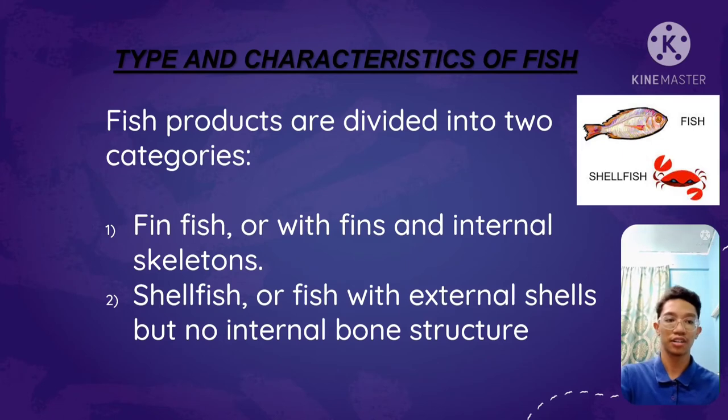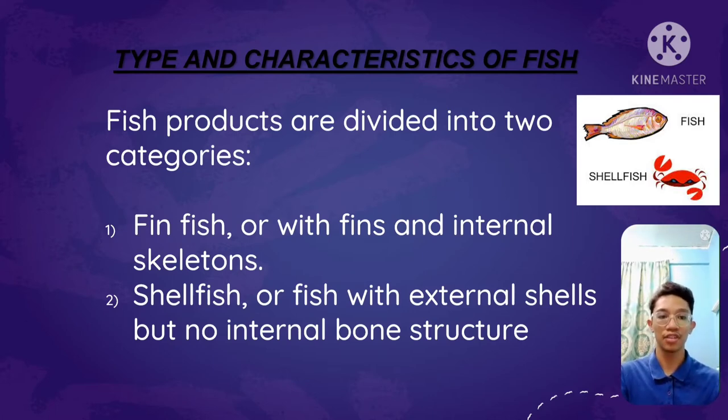Fish products are divided into two categories. First, fin fish, or fish with fin and an internal skeleton. Second, shellfish, or fish with external shell but no internal bone structure. Fish and shellfish are important because they are a variety of good protein source and are suitable for use in various dishes.